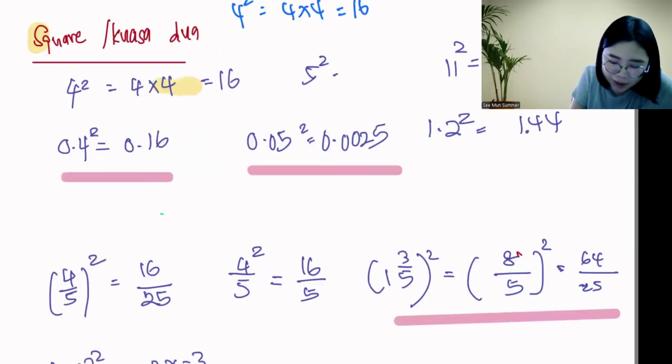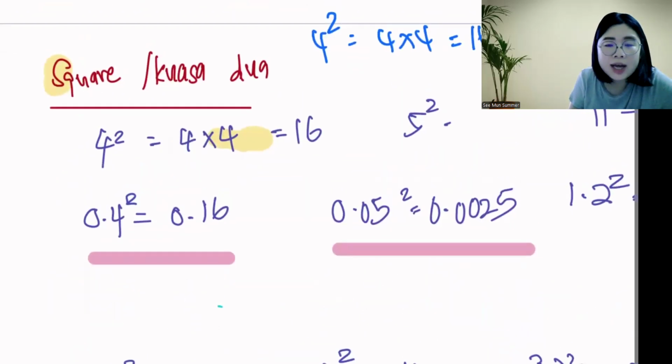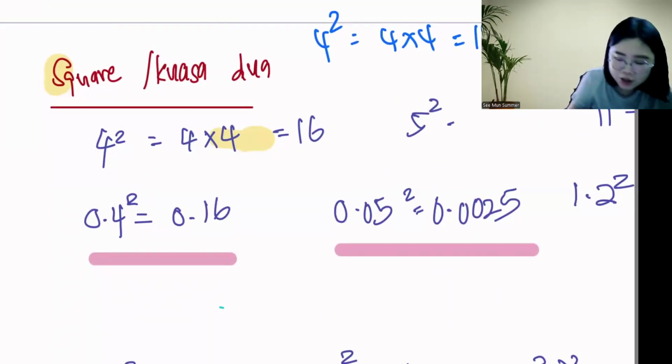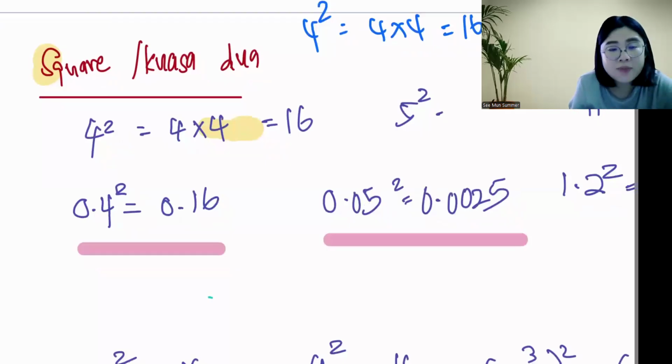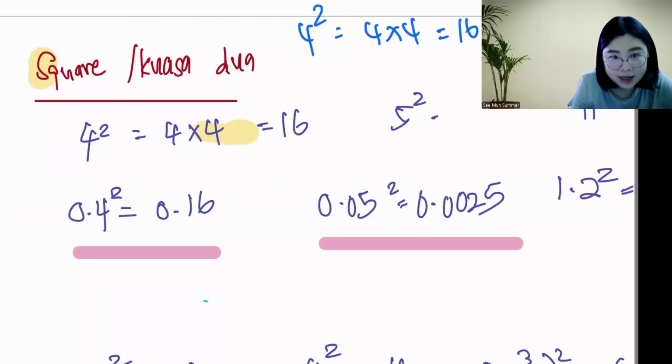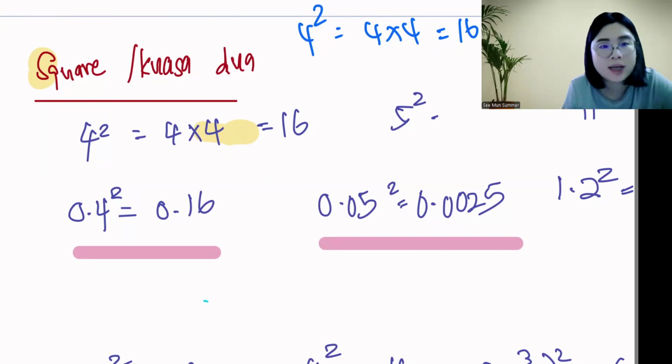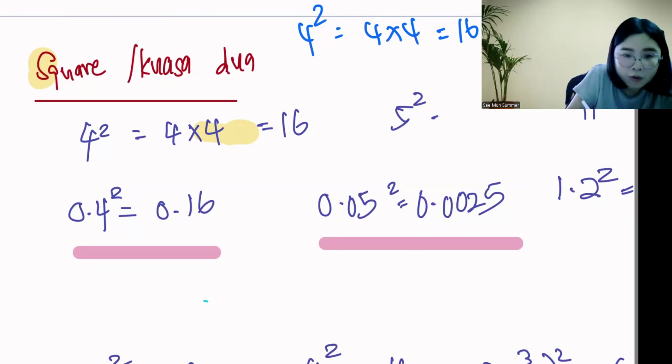Then you come to this part, the underlined one. You don't need to copy because in the notes I already asked you to copy. But when it comes to decimals, some of you might be confused. For example, 0.4 kuasa 2. I know you might have a shortcut to press the calculator, but I think this part you can skip using the calculator. For example, 0.4 square.